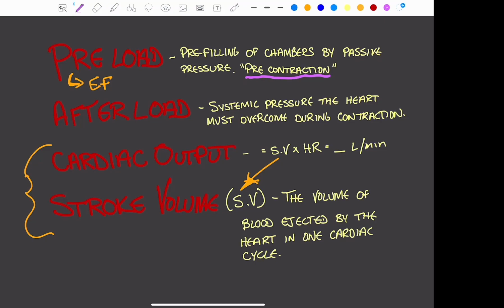Afterload would be almost the exact opposite. If you think about after the contraction, it'd be the amount of pressure that's exerting itself back on the heart. So it would be like a back pressure of systemic pressure. This happens during contraction of the ventricles. Things like obesity, atherosclerosis, arteriosclerosis actually increase your vascular resistance. This would increase afterload, and it's more work against the heart for it to pump against.